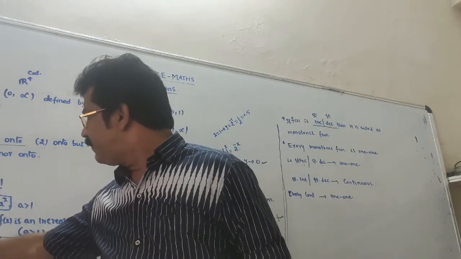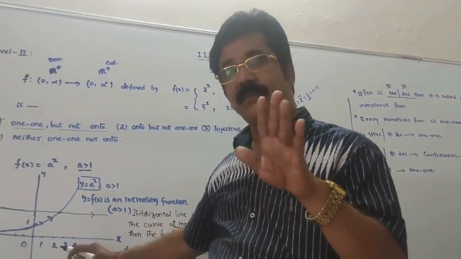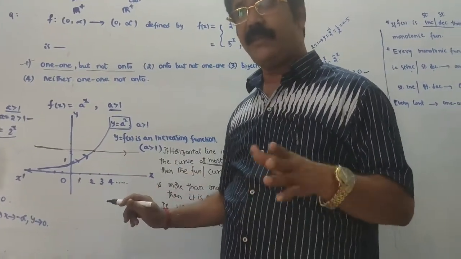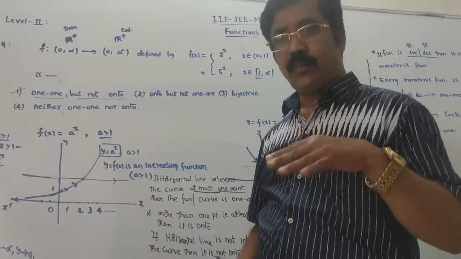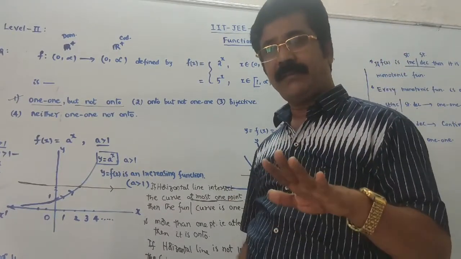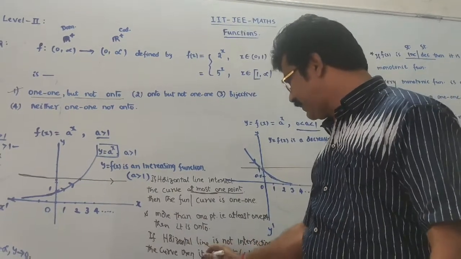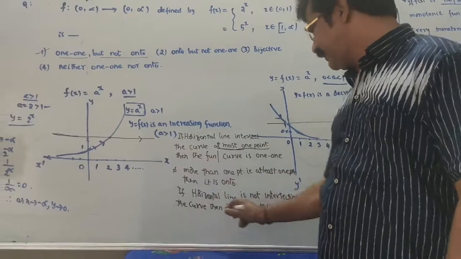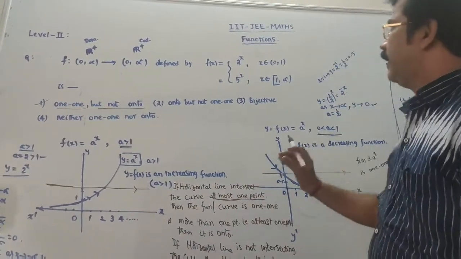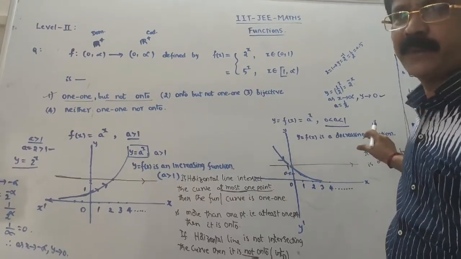In algebra, if the horizontal line intersects at most 1 point, then it is called a one-one function. Otherwise, if it intersects at least 1 point, then it is called an onto function. Otherwise it is called an into function. Here, if the curve does not intersect the horizontal line, then it is called an into function. This is a synopsis of one-one and onto functions with respect to algebra and calculus.